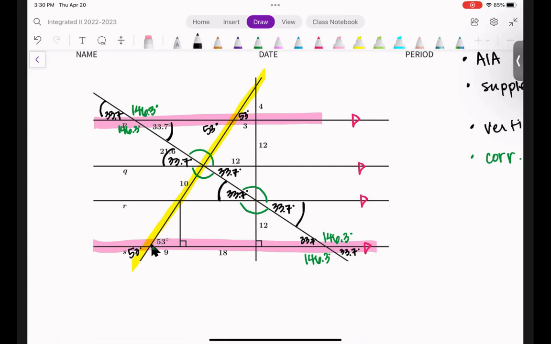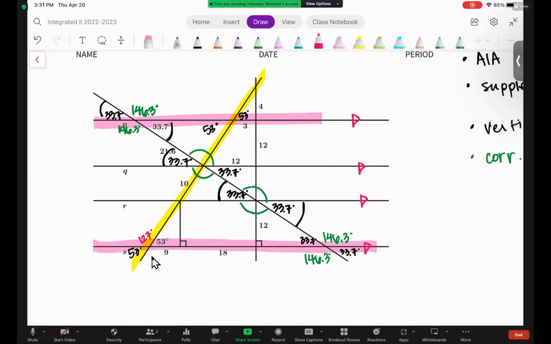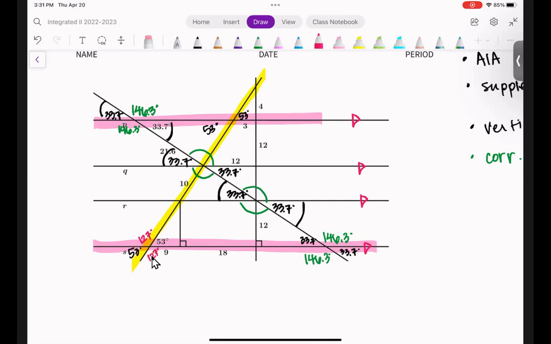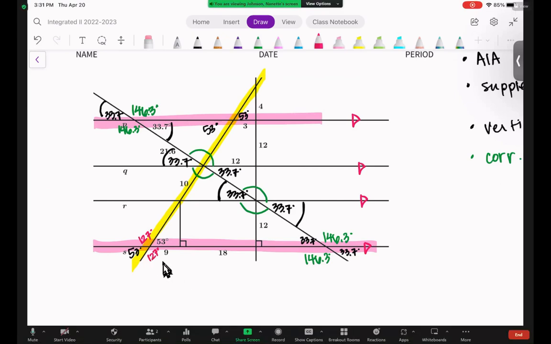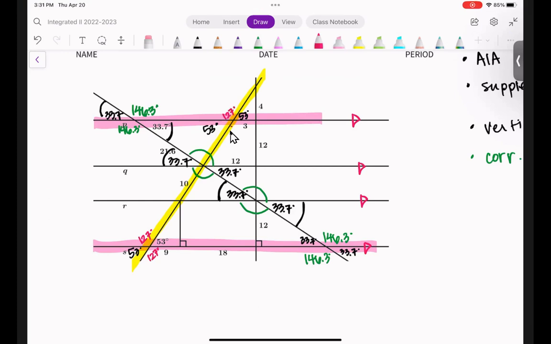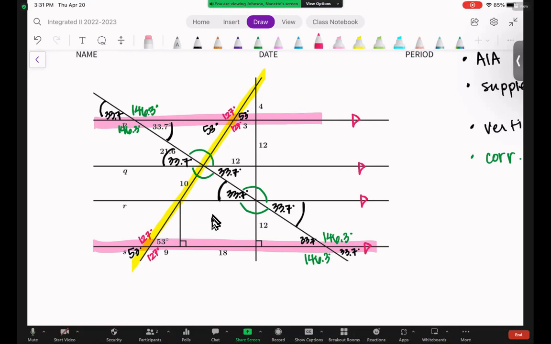Let me use a different color. Maybe this one. I think this one would be good. So this is going to be 127 degrees. And because that one is, the vertical to that is going to be 127 degrees. Let's see. And then now you know these two, so I'll do that too. 127 degrees. And I think that's all I got from there. Okay.